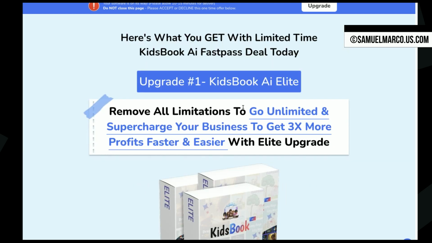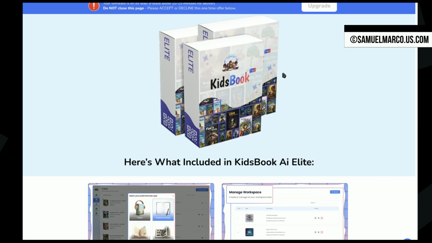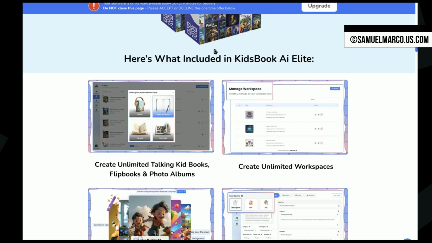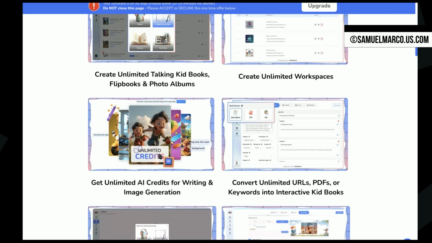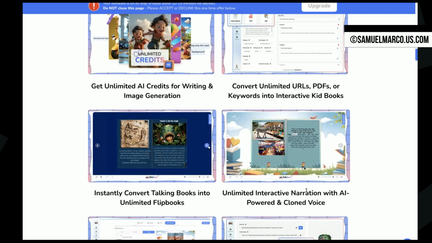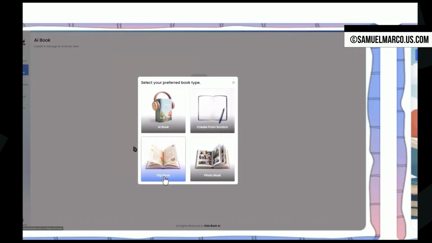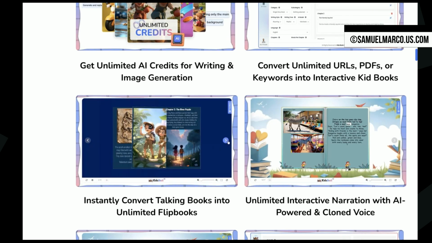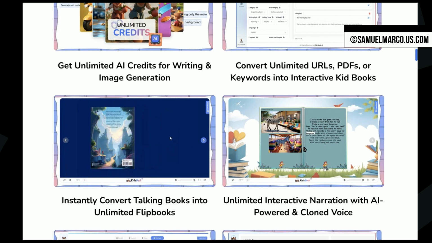And the elite version basically unlocks unlimited book creation, where you can create unlimited talking kids books, flip books, and photo albums, unlimited workspaces, unlimited AI credits, unlimited URLs, PDFs, or keywords in interactive kid books, instantly convert talking books into unlimited flip books. And again, look at how good these look. It is absolutely insane. And then from there, you'll be able to create these as easily. Unlimited interactive narration, where it even reads along. And this is why people will buy from you over and over and over again.